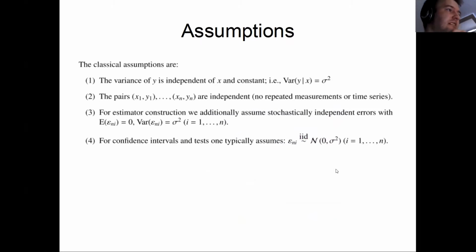So linear regression has some classical assumptions that I want to briefly mention, which should not be violated. We assume that the variance of y is independent of x and constant, as you can see in this formula here. And the pairs are independent, so we don't have repeated measurements or time series in our data. For estimator construction, we additionally assume stochastically independent errors. And for confidence intervals and tests, we typically assume that this random error noise epsilon comes from a normal distribution with mean 0.